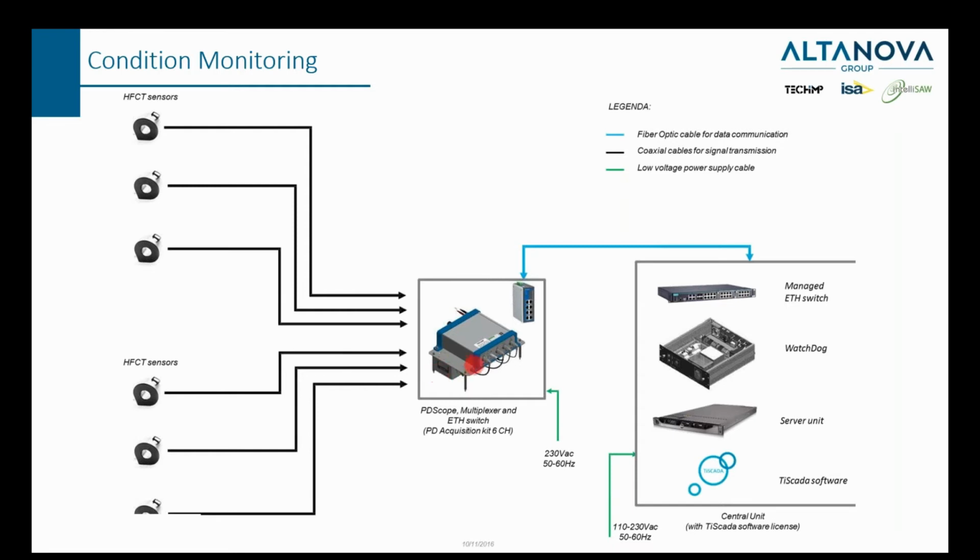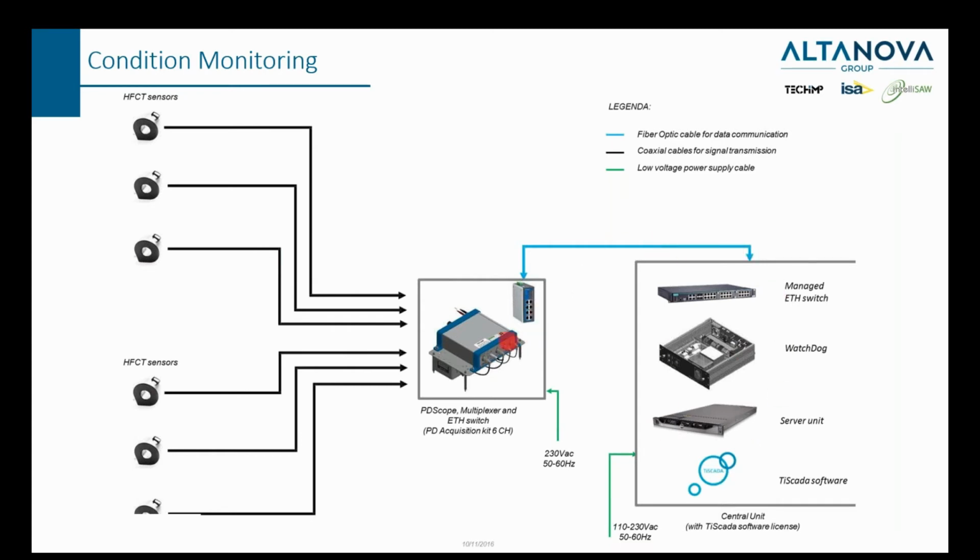The PD scope itself has 3 channels, and it can be expanded to 6 channels with an additional device called a multiplexer. And one device can measure 2 circuits. And the central control unit has the server, it has the watchdog, and it has the switch to measure different units. Right, so that's the central server.